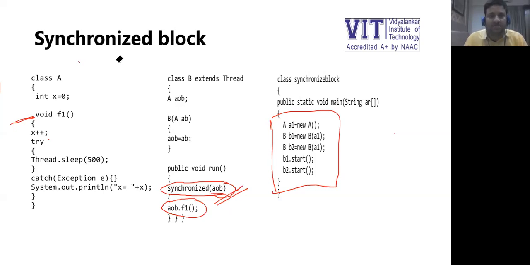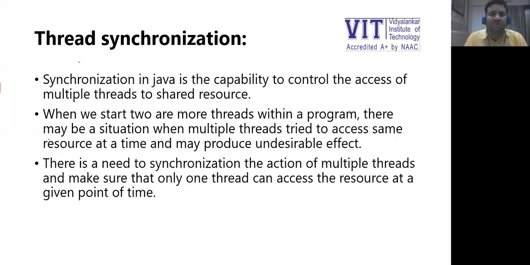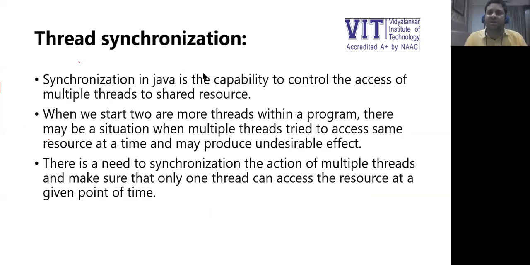So let us see synchronization. Synchronization in Java is the capability to control the access of multiple threads to the shared resource. When we have 2 or more threads in a program, there may be a situation where multiple threads try to access the same resource at a time, and this will result in undesirable effects. And there is a need for synchronization.